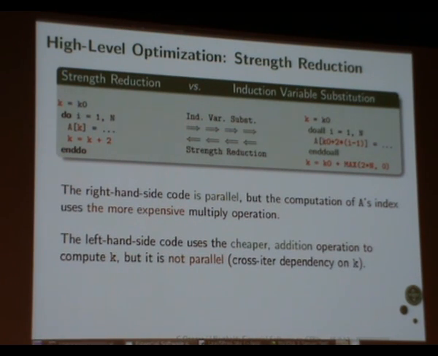So in order to parallelize this, you are going to do induction variable substitution, which basically replaces this recurrent formula with a closed form solution in the loop index. And now you can parallelize this because you have removed the dependence. However, here multiplication is more expensive than the simple addition here. So you are paying for parallelism with performing a costly operation.